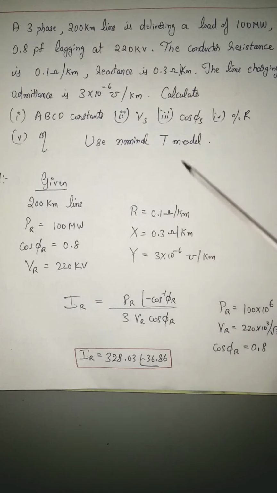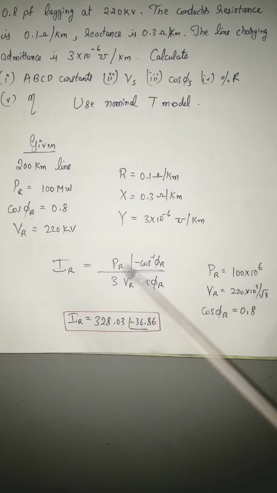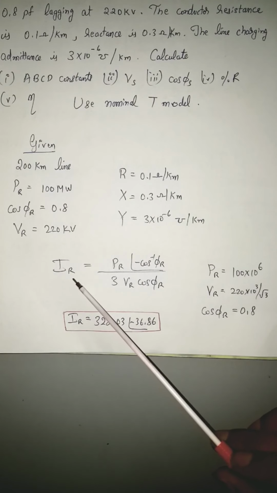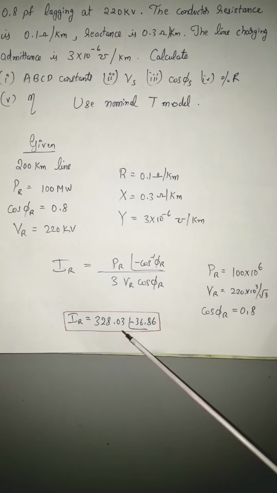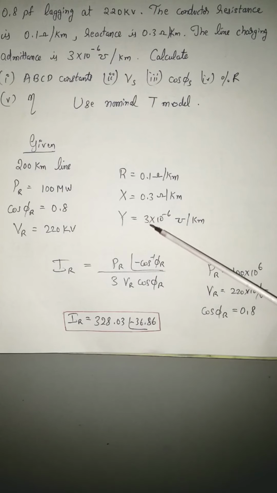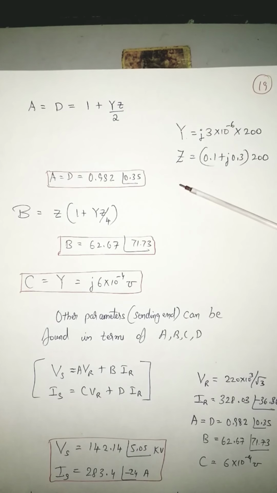which is 200 kilometer. So as usual, first we try to find the receiving end current by the same formula that you have seen so far. So PR is known, VR is known, cos phi R is known. Remember, VR is being converted to phase value. I got the value of IR over here.